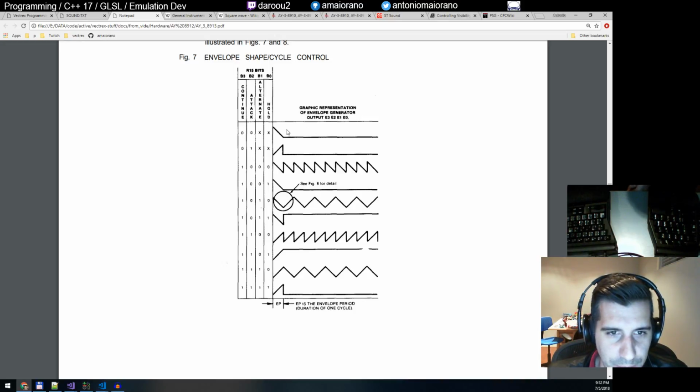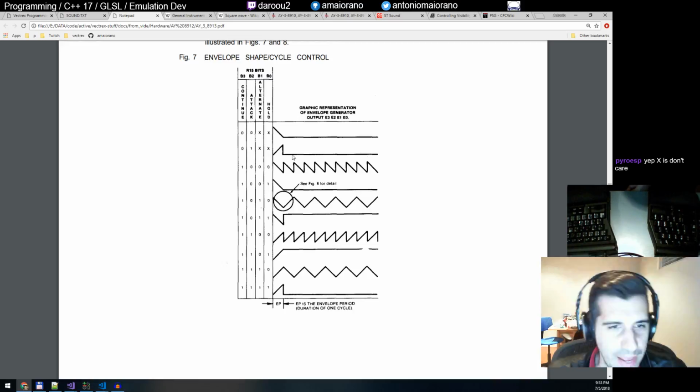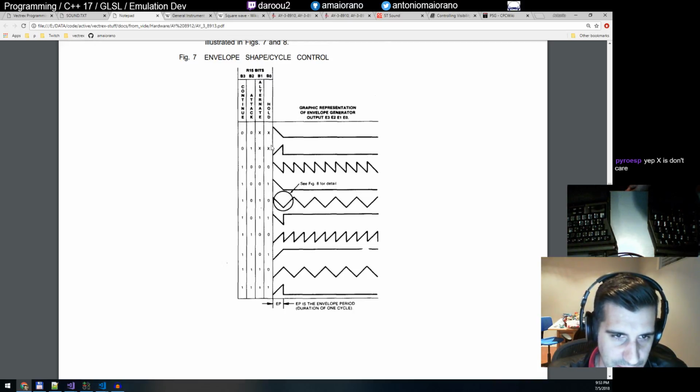So let's see if we can make sense of this. Basically, I think the X's just mean we don't care. So if continue is 0, I guess attack is 0. It's going to finish the attack cycle going from 1 to 0, and then it'll hold. If continue is 0 and we had attack 1, it would go up once, finish that cycle, and then go down. Yeah, X's don't care. Clearly, in these cases, we don't care.